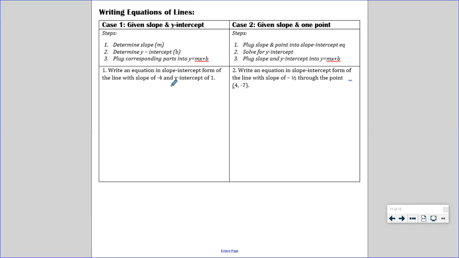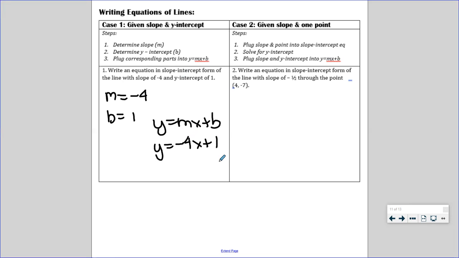So for this first case, they give us a slope of negative 4, and then the y-intercept, which is b, is 1. So you just use the y equals mx plus b, plug in the information you've got, negative 4x plus 1, and boom. That's it. That's the easiest case because they gave you m and b, you just plug it in. Next one, it'll be a slope and 1 point.